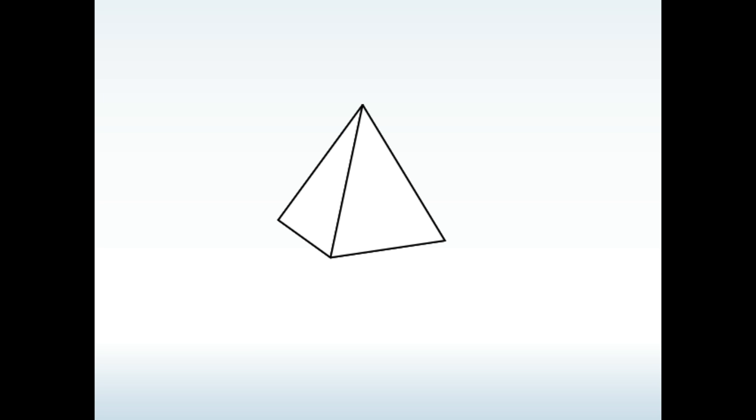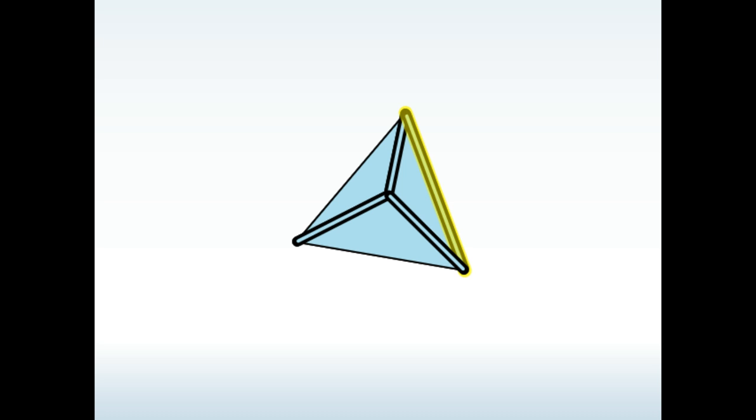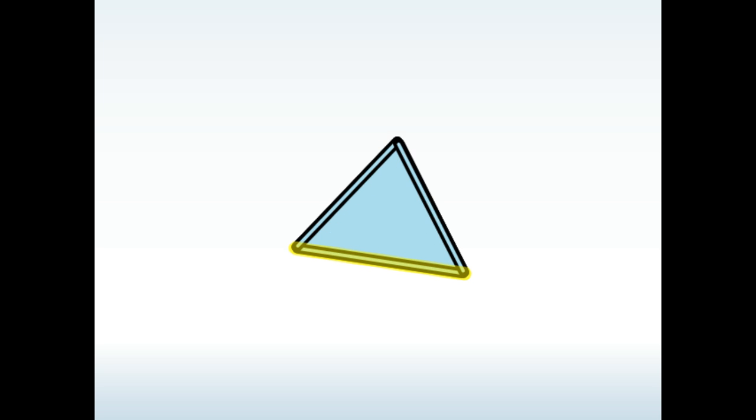Let's start by counting the number of faces it has. So it has 1, 2, we'll rotate it, 3, and we'll rotate it again to find that it has 4 faces. Now the edges are those line segments that connect the faces together. So let's count the edges on the tetrahedron. I'm going to turn it this way so that you can see 1, 2, 3, 4, 5, 6. It has 6 edges.